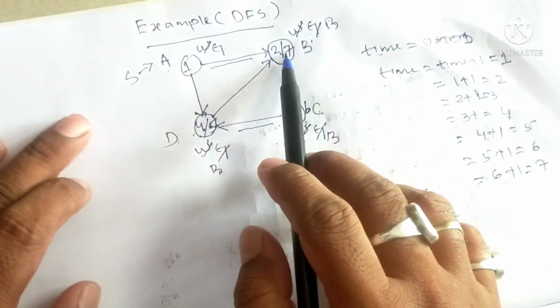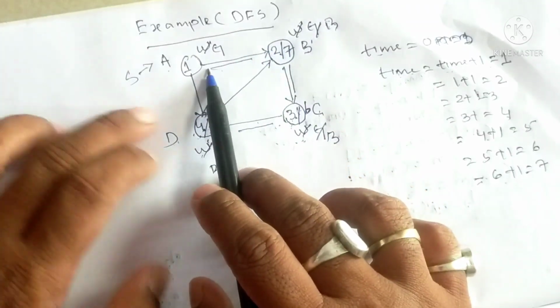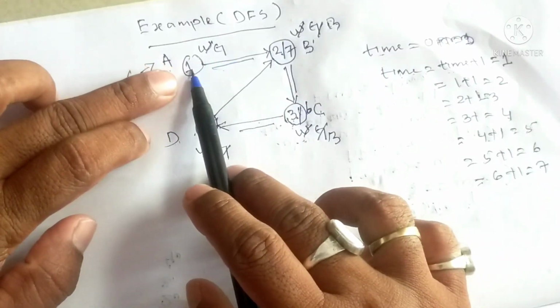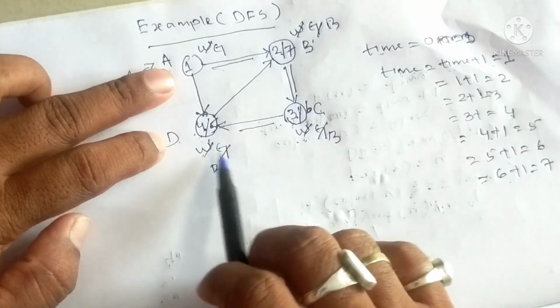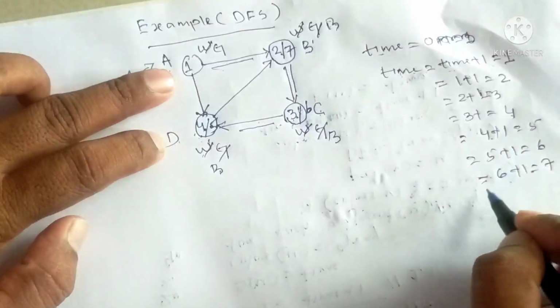Then once you have painted it black, you have to return to the predecessor of B, that is A. Find any adjacent vertex with white color. A has another vertex D, but the color is not white, it is black. So that's why you have to assign the final timestamp. What is the final timestamp?